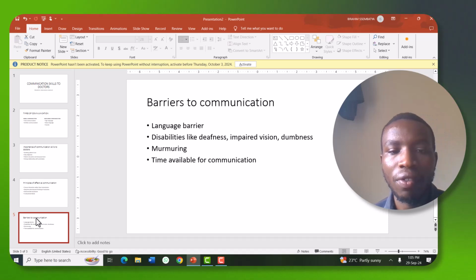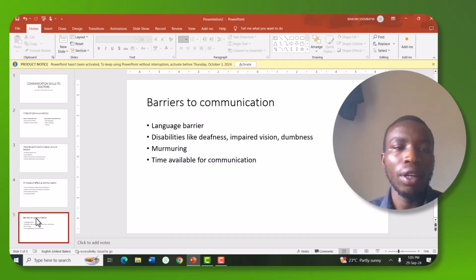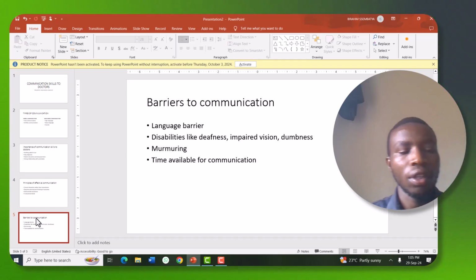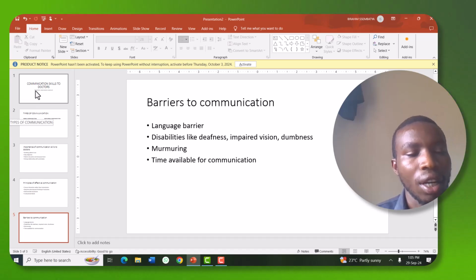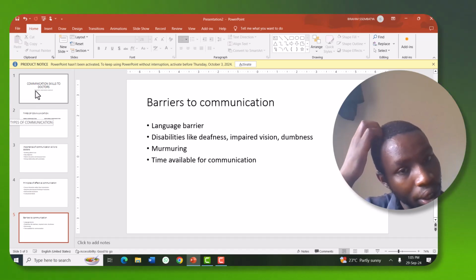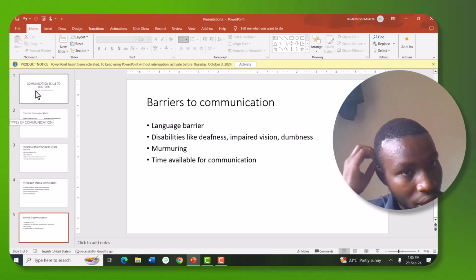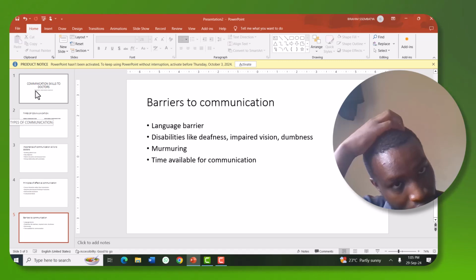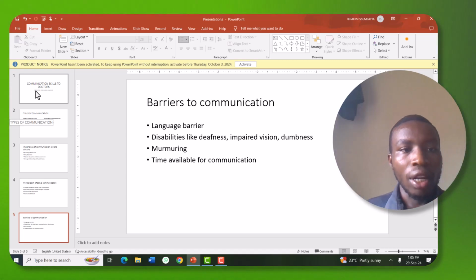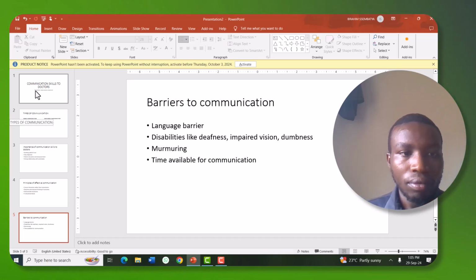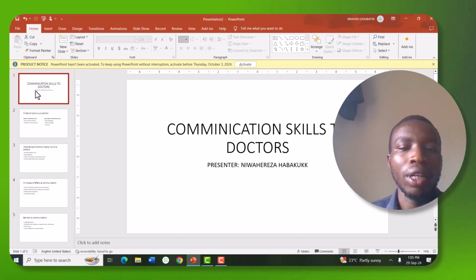Okay, so time available for communication is also very important. Now we want to see how I can design and make my presentation look good by applying some design, some transitions. These transitions are very important because they mark the beginning and the end of a certain slide as we are going to another slide. So I'm going to start by applying design.